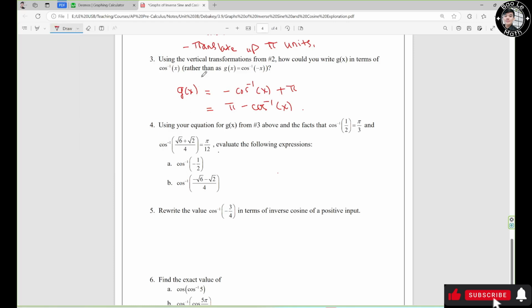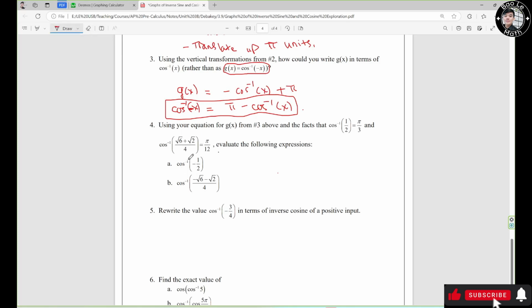Using your equation from number 3 right here, we need to calculate the following. So we know that g of s equals cosine inverse of negative s, and g of s also equals this one. So I can write cosine inverse of negative s equals this one. This is the formula I need to use to calculate the following. Keep in mind, oh, I forgot the negative sign right here.